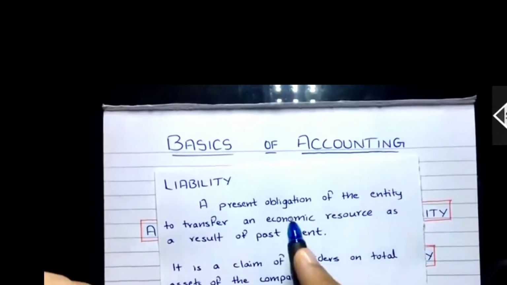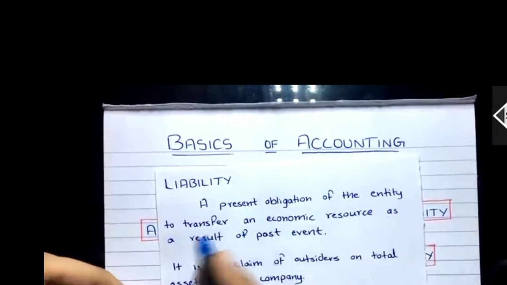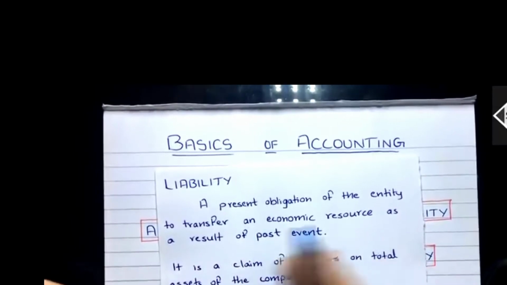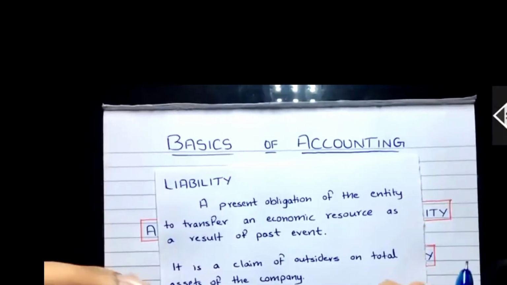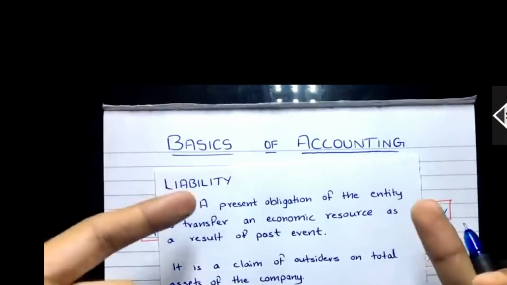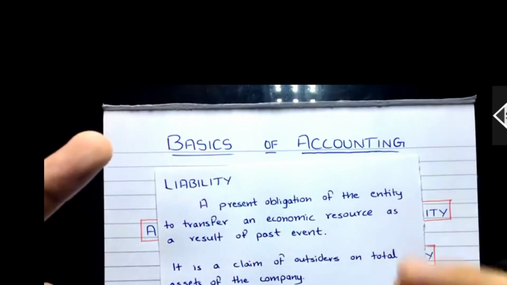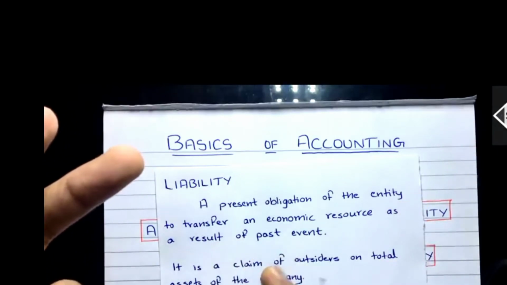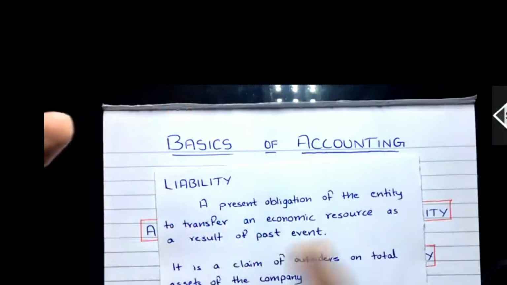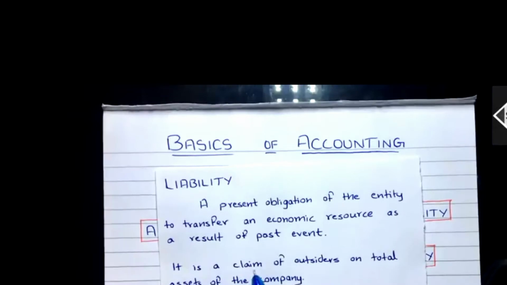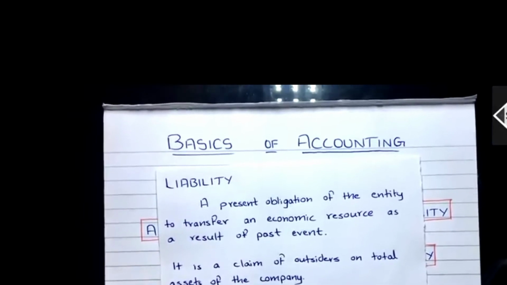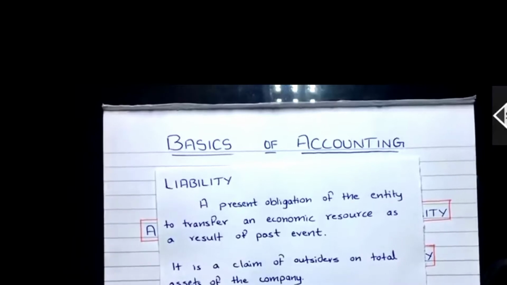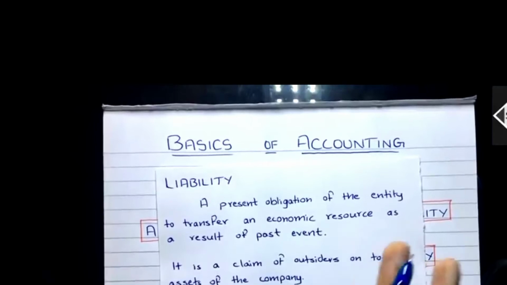Clear? It's just a financial obligation of the entity to transfer an economic resource as a result of past event. You purchase goods on credit. You didn't pay the money, so now you have to pay. So that's an obligation. What you have to pay? Cash, economic resource, something you have to give or do as a result of past event. Past event is you purchasing the goods. Clear? So that's what a liability is. Now that creditor will have the claim on the assets of the company. The asset means the cash or whatever it is, but he will have the claim on total assets of the company. That's what a liability is.